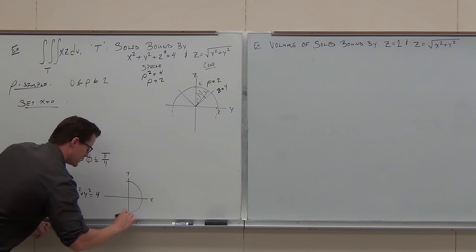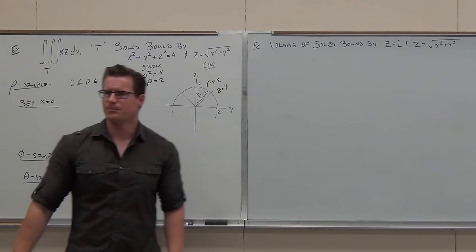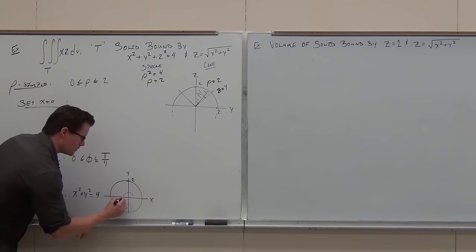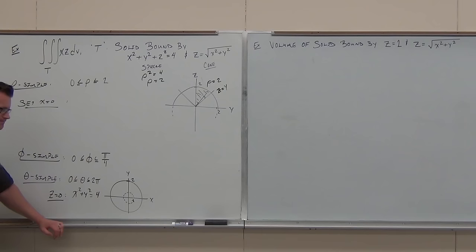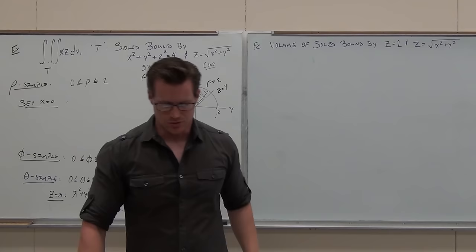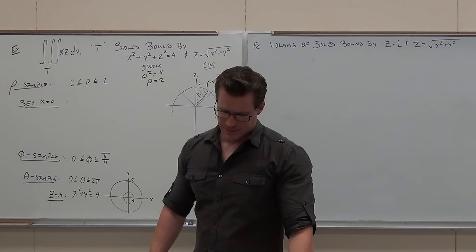And now if you're okay with that one. Now, how do I go all the way around the circle, from where to where? 0 to 2 pi. That's it. If you set z equal to 0 here, you're basically just getting the center of that circle. That's all that you're getting. Okay, that's what I want you to do. I want you to set it up. Just go ahead and set it up.